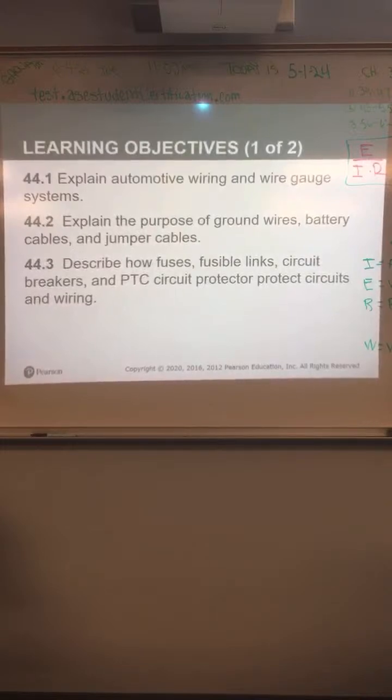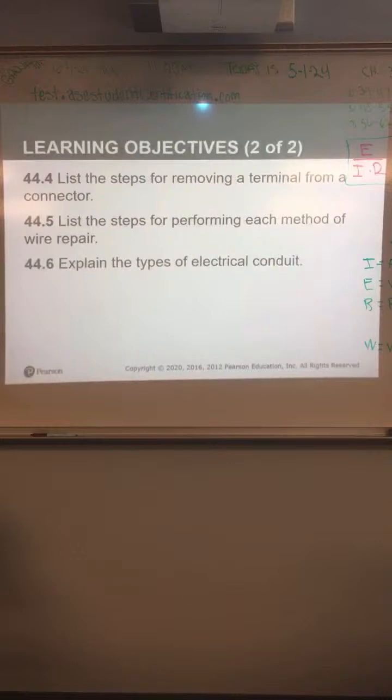Wire gauge systems, purpose of ground wires, battery cables, jumper cables. Fuses, fusible links, circuit breakers, and positive temperature coefficient circuit protectors protect circuits and wiring. That's what a PTC is, okay? Then steps for removing a terminal from a connector. Those would take special tools, so I'm not going to get too crazy with that because there's so many different ones out there. Performing the wire repair, which we will actually do, okay?